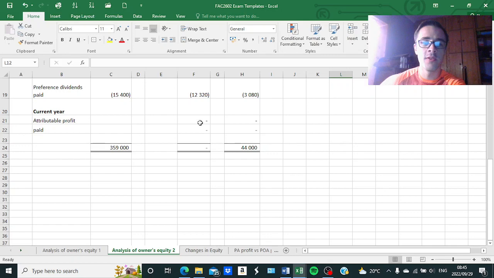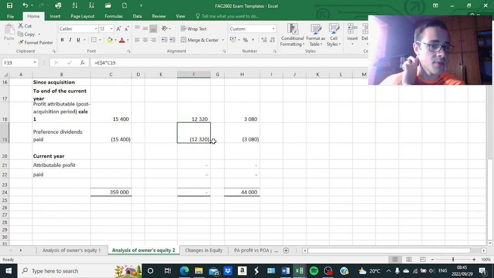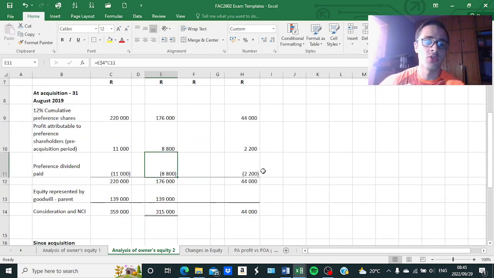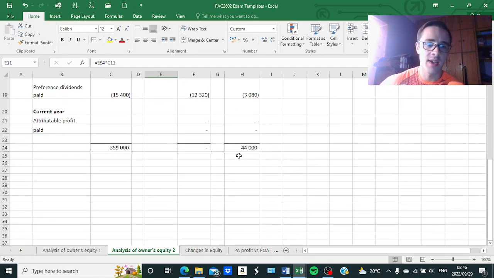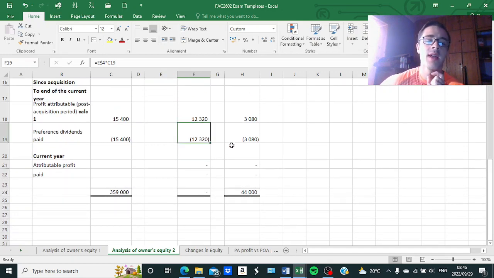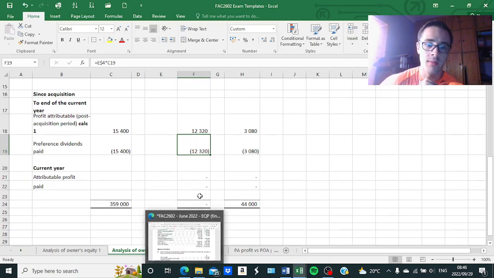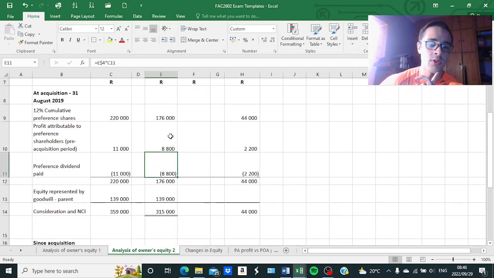We only remove the intergroup dividends paid, because remember, this one could not really be intergroup dividends because the group was not formed in the pre-acquisition period. So what I'm trying to say here is that you only need to remove the preference dividend paid in the post-acquisition period. Only that will be included in its other income, because the amount for the pre-acquisition period was used in order to calculate the amount of goodwill.